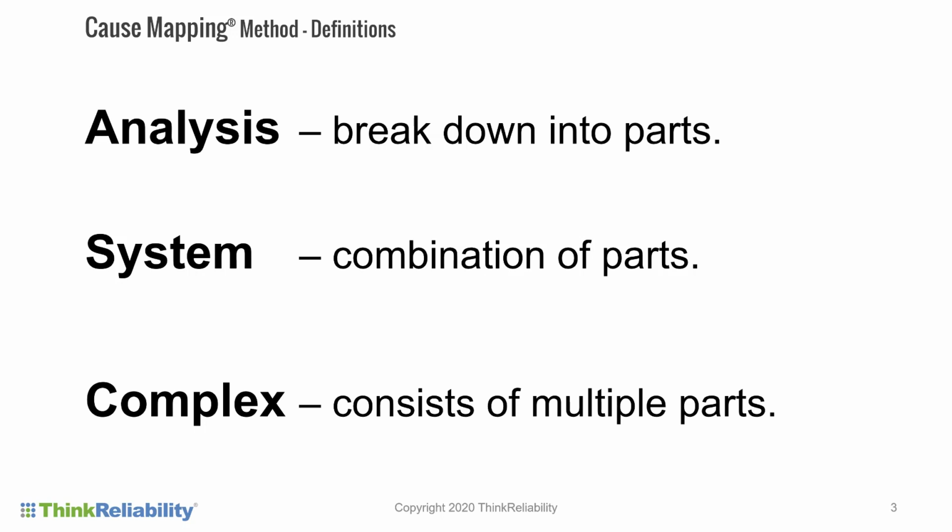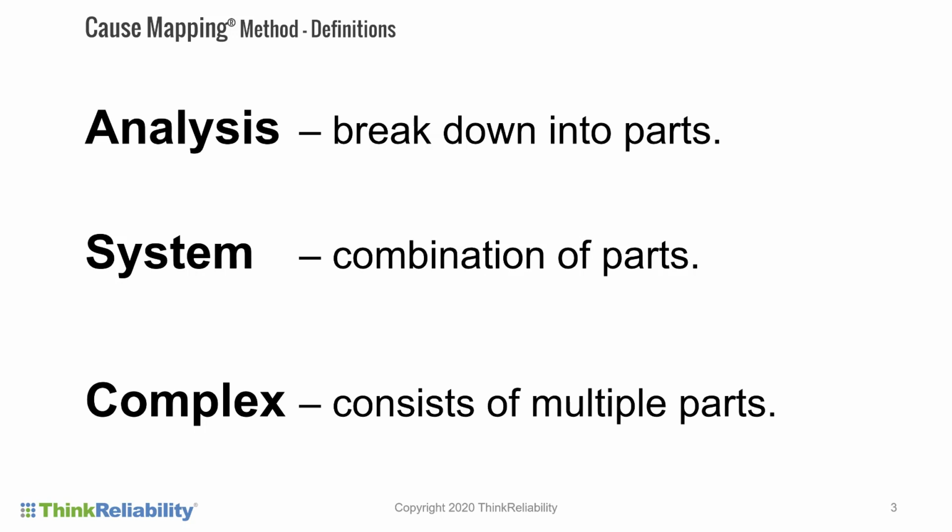These are our cause mapping definitions, these are the definitions of the word. Analysis means to break down into parts. System is a combination of parts. And something that is complex, it means it consists of multiple parts. When you talk about a system and you say there's a combination of parts, a mechanical watch that someone has, that's got all the pieces and parts in it, it's a system. You could say a respiratory system. You could say boiler feed water system.